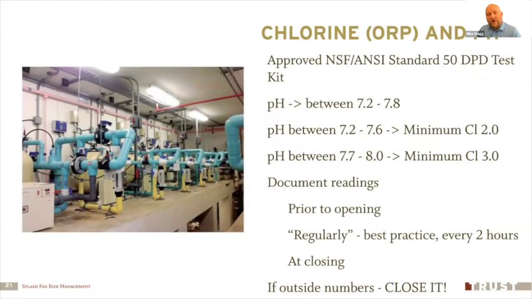So we talk about chlorine and pH. Let's talk about chemicals for a minute. Okay, chlorine, that's that ORP. That is the abbreviation used in the industry. Okay, chlorine and pH. What we have to do is test that stuff. And when we're testing our chlorine and pH, make sure you're using an approved NSF ANSI standard 50 DPD kit.